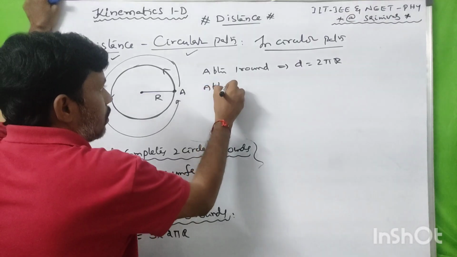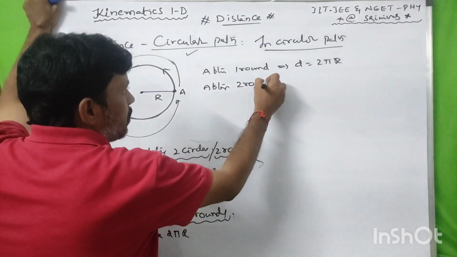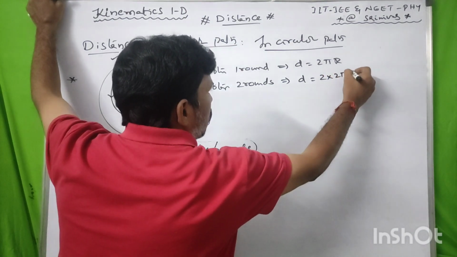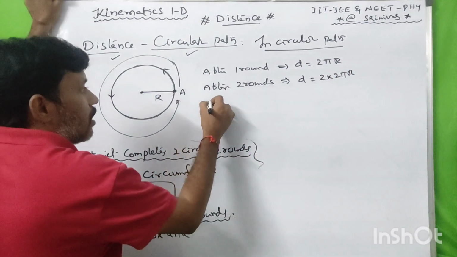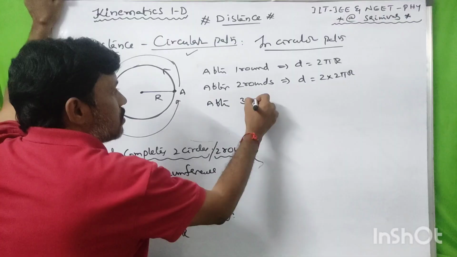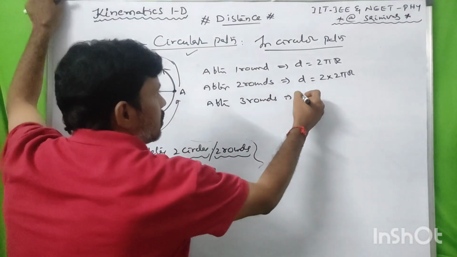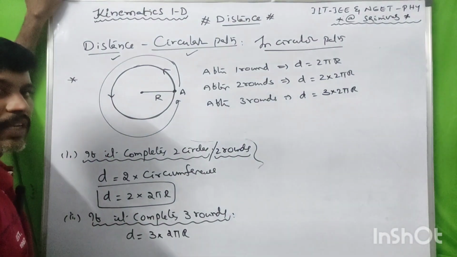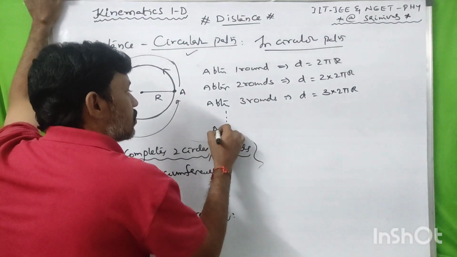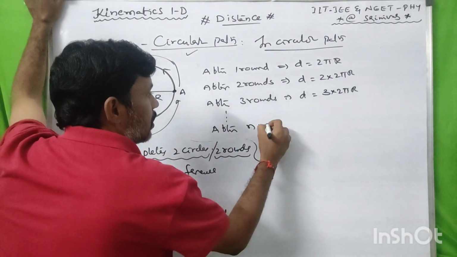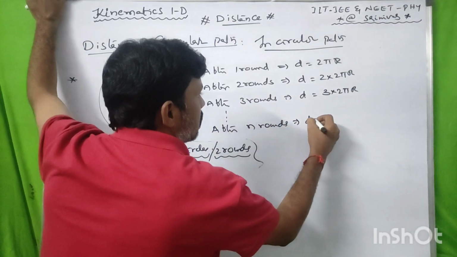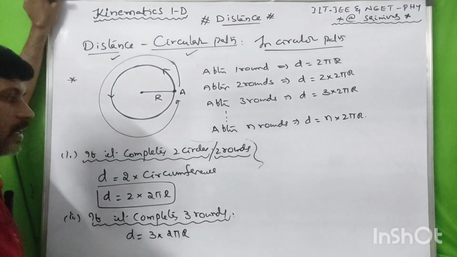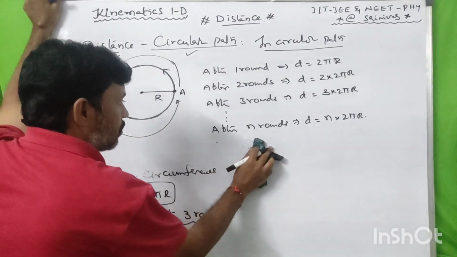After two rounds, that means two complete rounds, distance d is equal to 2 into 2 pi r. Then after three rounds, distance d is equal to 3 into 2 pi r. Then after n rounds, distance d is equal to n into 2 pi r. So, the generalized formula.